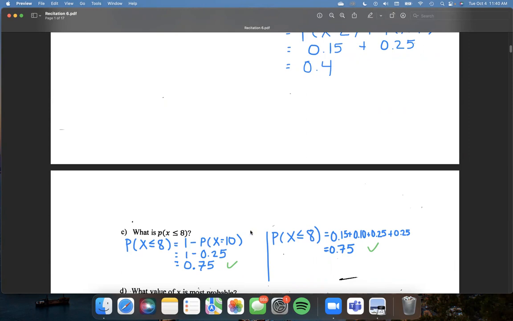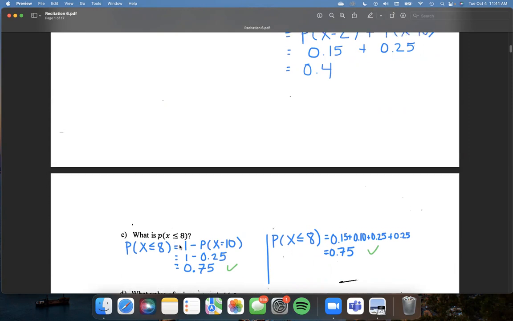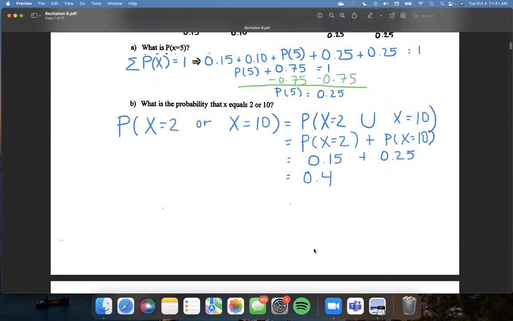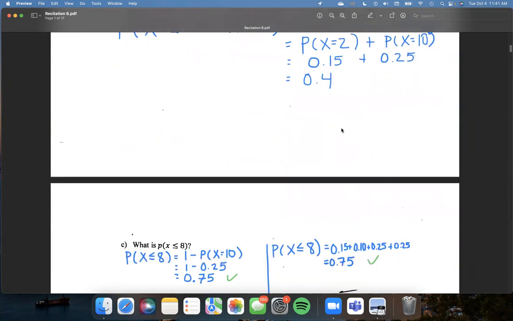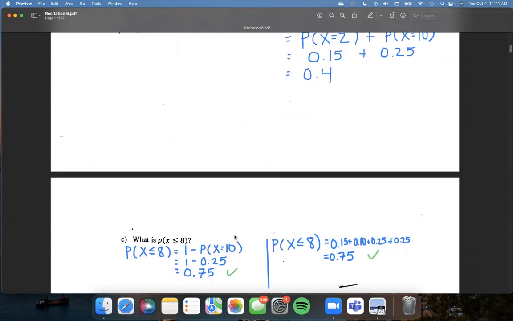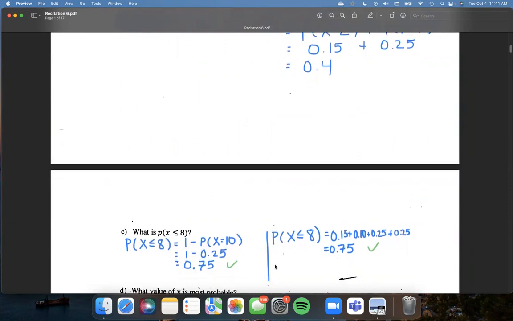Or we can just do it in a more straightforward way, even though it's more calculation. So the probability that x is less than or equal to 8: we can add up all the probabilities, the probability for x equals 2, x equals 3, x equals 5, and x equals 8. When we add up those 4 probabilities, we also get 0.75. I just wanted to do it both ways to show you that this way is obviously more efficient, but there is more than one way to solve this question.